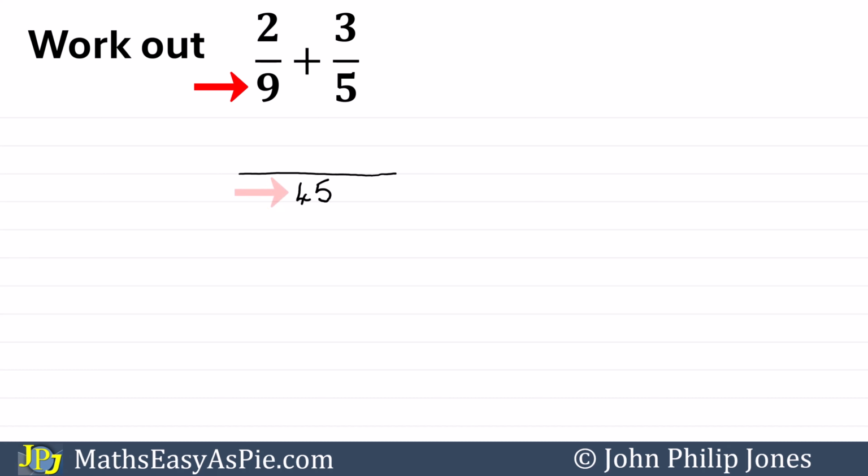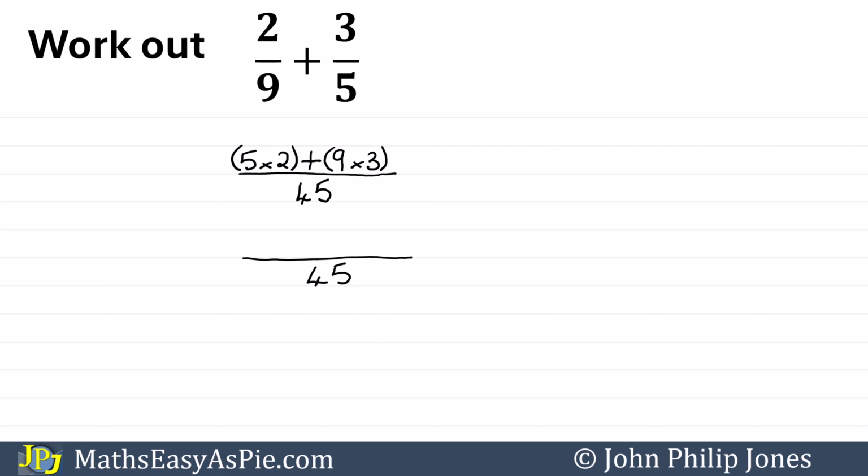9 divided into 45 goes 5 times, and we multiply this 5 by the numerator, which is 2. 5 divided into 45 goes 9 times, and then we multiply this by 3, which is the numerator. We have to remember to put this plus sign here.